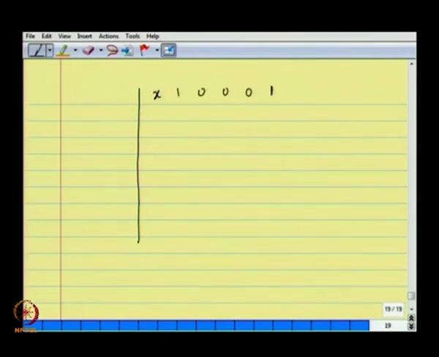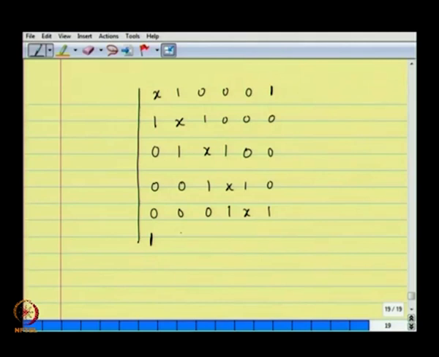X 1 0 0 0 1, because the 6th carbon is bonded to carbon 1. Then you have 1 X 1 0 0 0, 1 X 1, these things do not change. The near neighbors are only the 2 neighbors on either side, 0 1 X 1 0 0, 0 0 1 X 1, and now on the 6th row you have 1 here, 0 0 0 1 X.